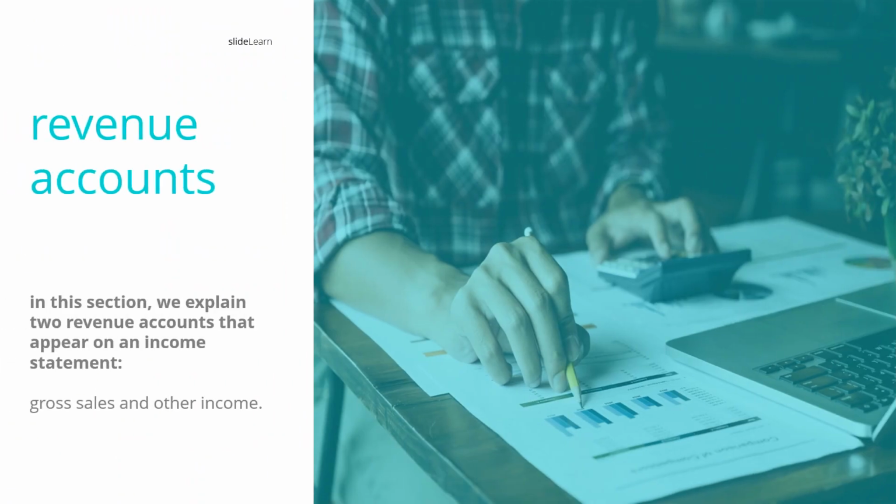In this section, we explain two revenue accounts that appear on an income statement: gross sales and other income. Number 1. Gross sales.